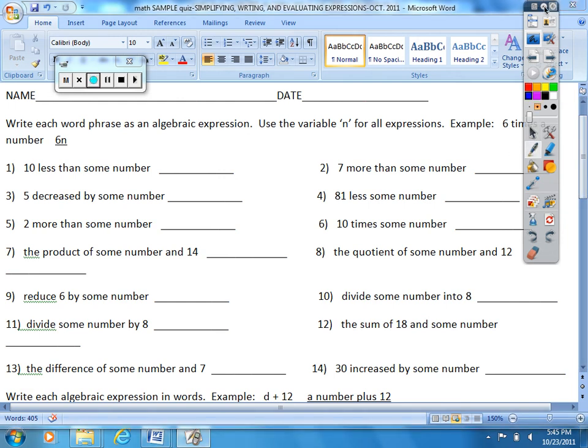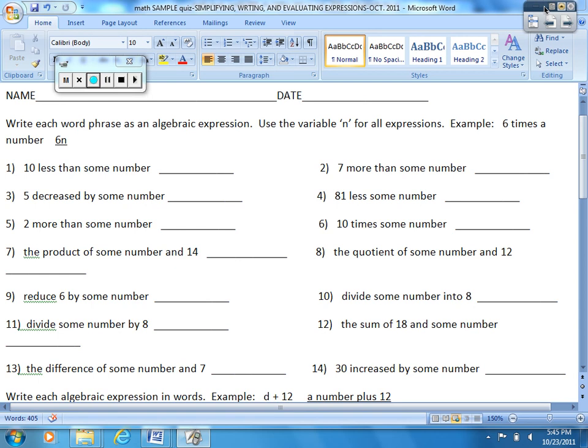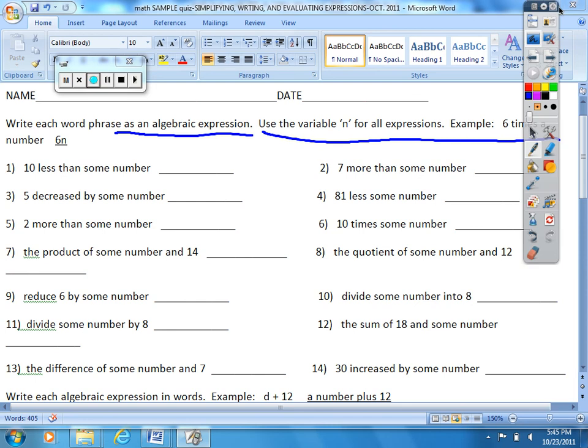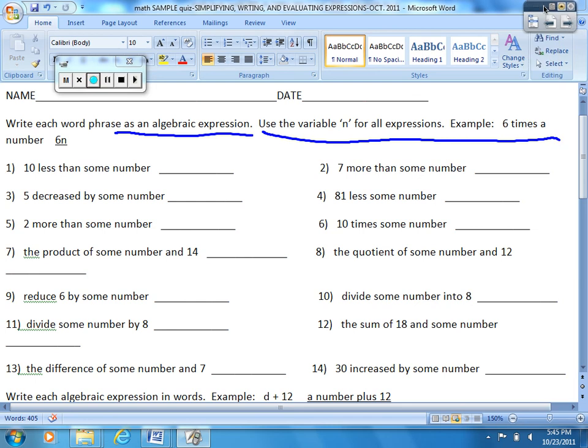The first thing we're going to be doing this week is writing each phrase as an algebraic expression. Use the variable n for all expressions. Now this is almost like a sample test. The students will be doing this as we go through the week. All right, so let's go ahead and do a few of these, and I'll try to do some of the ones that are more difficult than others.